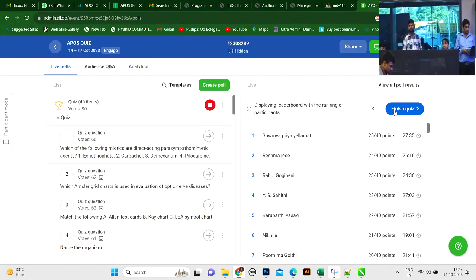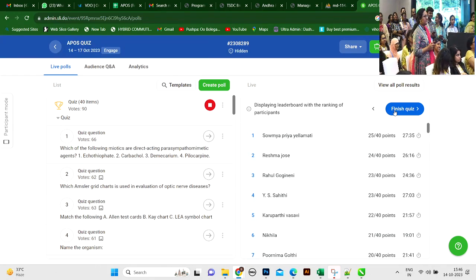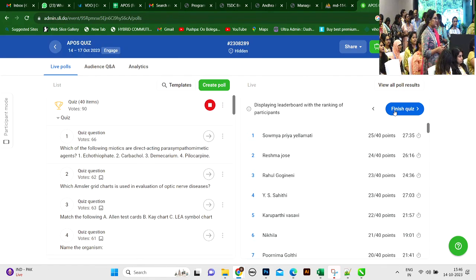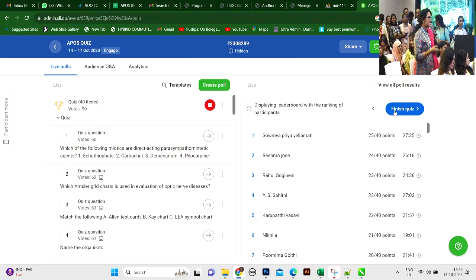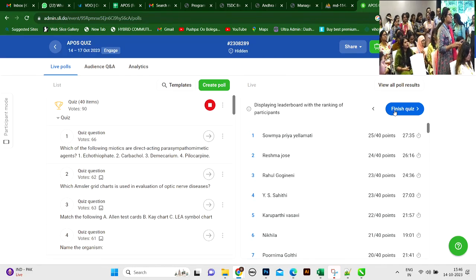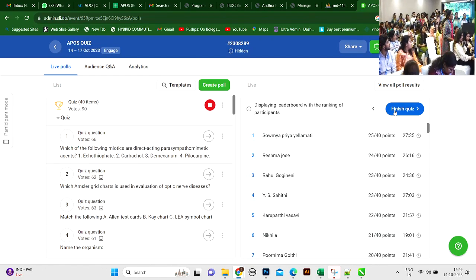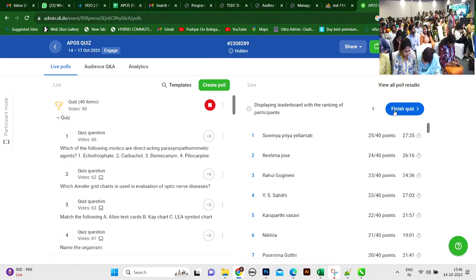So there is RIMS Srikakulam. Okay, RIMS is different from GEMS. GEMS is private. Yeah, RIMS Srikakulam. She is a student of RIMS Srikakulam. What does GMC mean? Government Medical College.